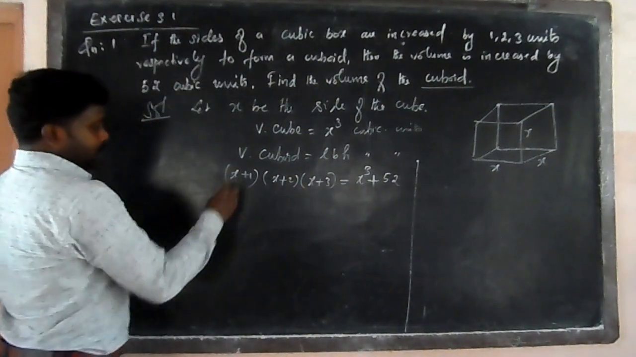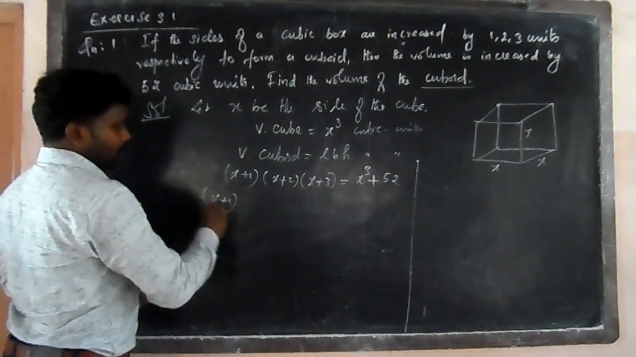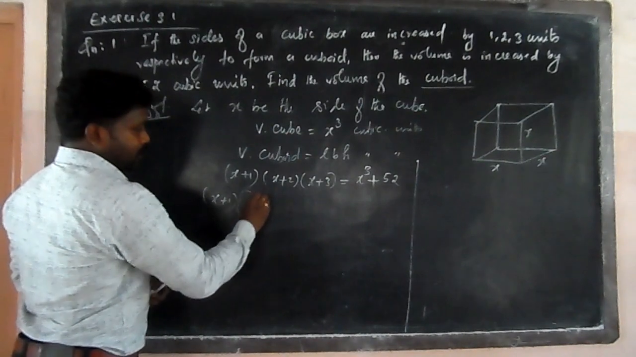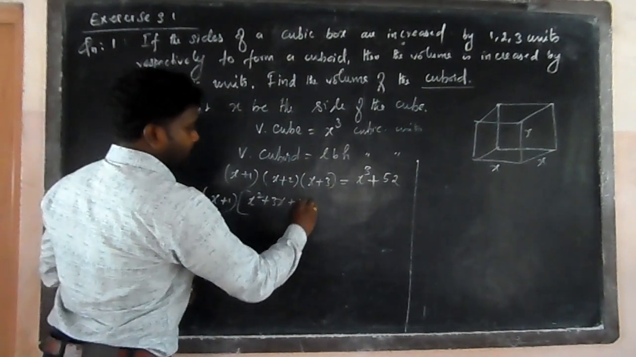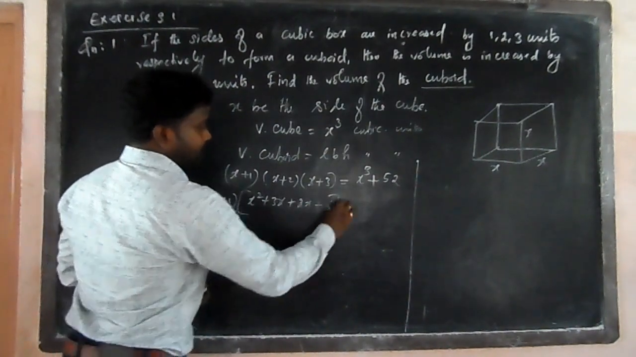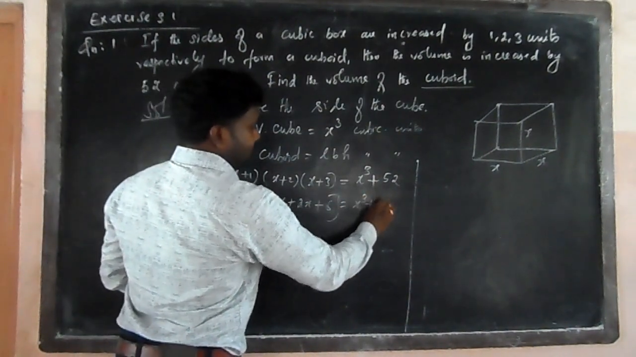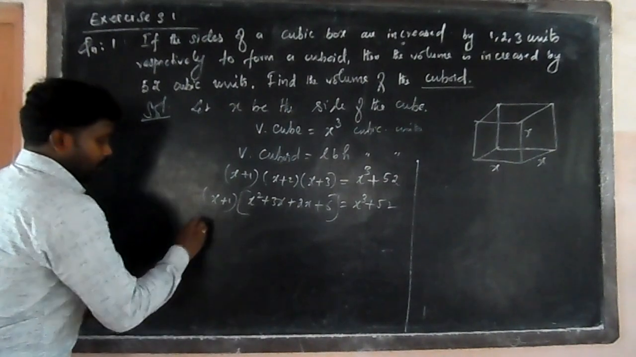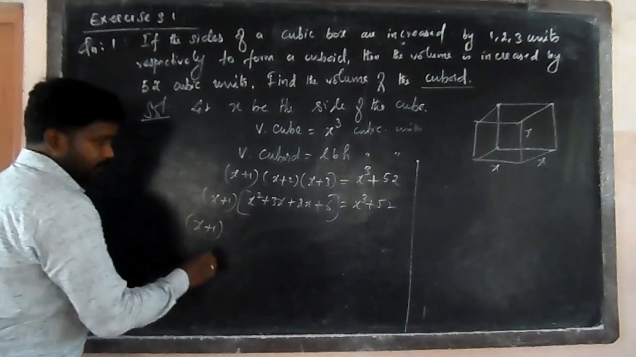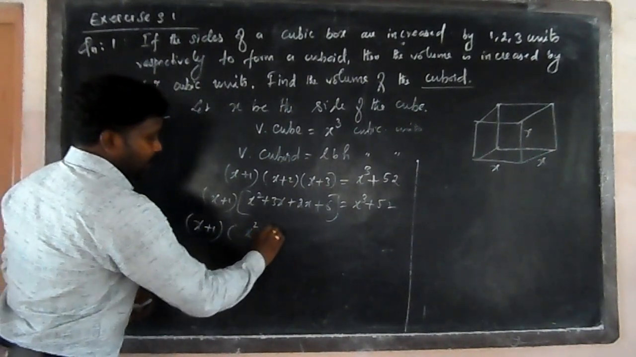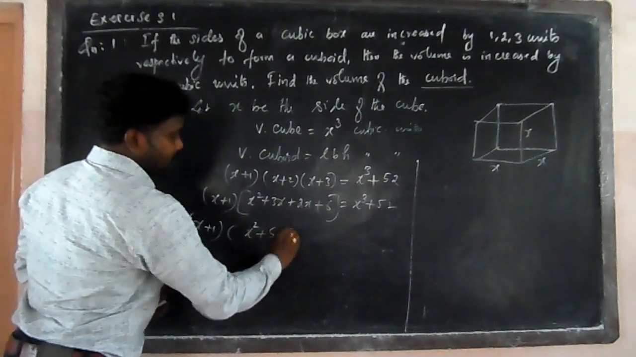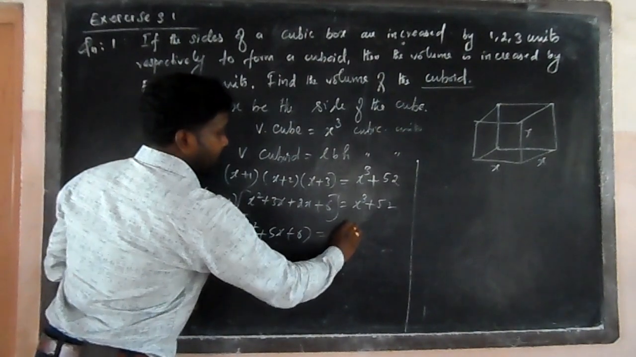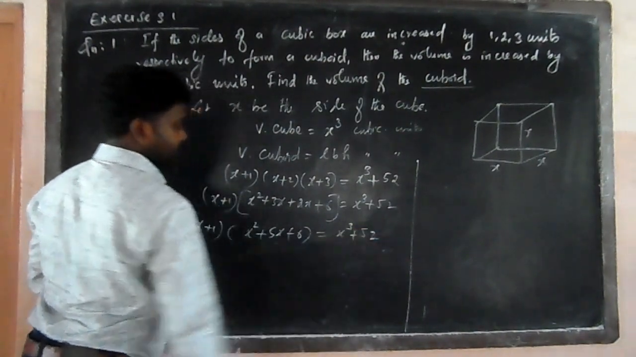x plus 1 is fixed. Just multiply. x into x is x square. x into 3 is 3x. 2 into x is 2x. Plus 3 twos are 6. That is equal to x cube plus 52. So x plus 1 is fixed into x square plus 3x plus 2x, which is 5x, plus 6. That is equal to x cube plus 52.